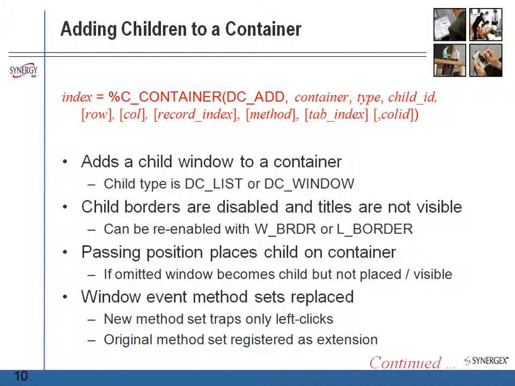Adding a child to a container will cause a specific window events method set to be applied to the child. This method set traps left-click events within the child, so that focus or change due to the user clicking around between children can be processed. Any method sets which were already registered to the window are then registered as extensions, so that other events will continue to be detected and dispatched as appropriate.